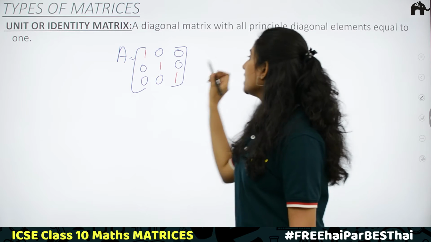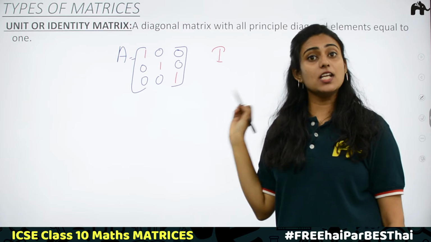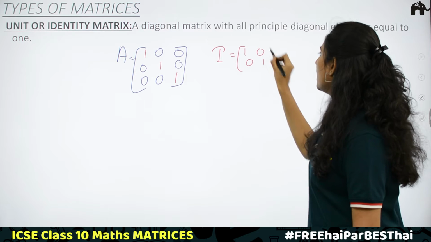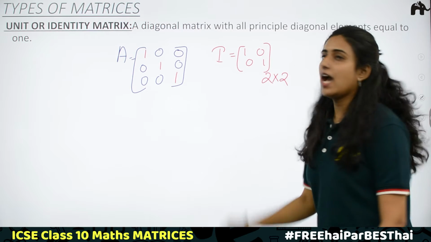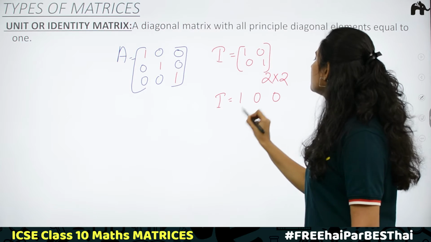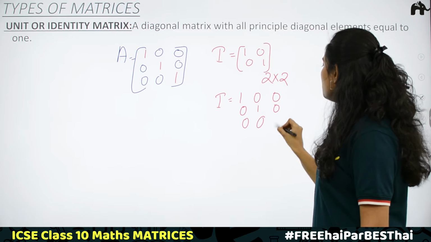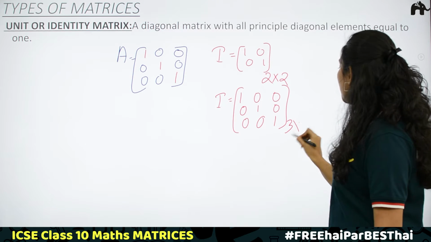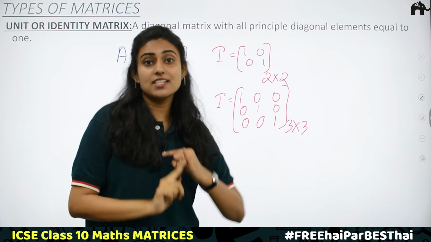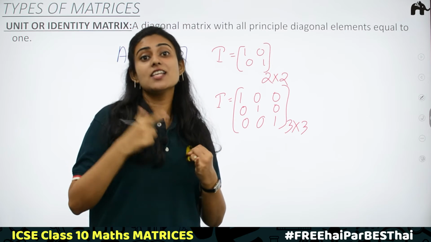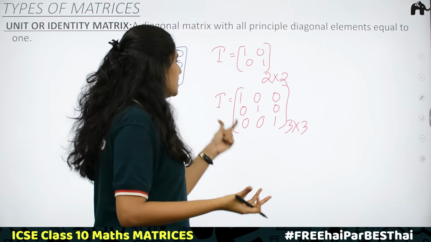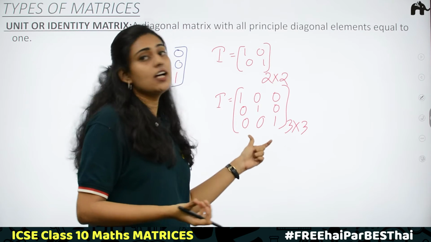Usually we use the letter I to represent the identity matrix or unit matrix. Matrix I is equal to 1, 0, 0, 1. This is a 2 by 2 identity matrix. I is equal to 1, 0, 0, 0, 1, 0, 0, 0, 1. This is a 3 by 3 identity matrix. Remember one point: the identity matrix is a diagonal matrix. Also, the identity matrix is a square matrix. Already we have that diagonal matrices are square matrices. Therefore, the identity matrix, being a diagonal matrix, is also a square matrix.